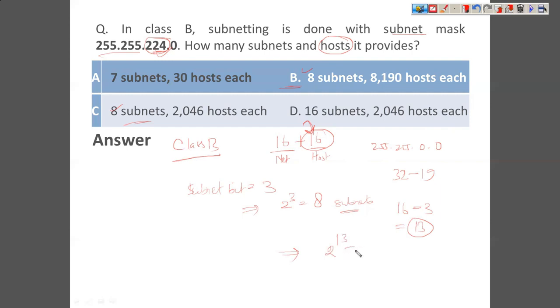2 power 13 addresses are possible. So 2 power 13 is 8192. And because we are looking for the number of possible hosts, you must remember that out of all the possible addresses, 2 addresses are not used because the first address is the network ID and the last is the broadcast address. So only 8190 hosts are possible. So this is the answer: 8 subnets and 8190 hosts are possible. So this is all the questions that I needed to discuss with you.